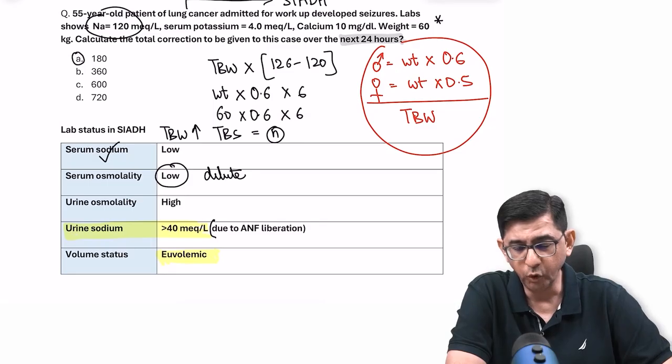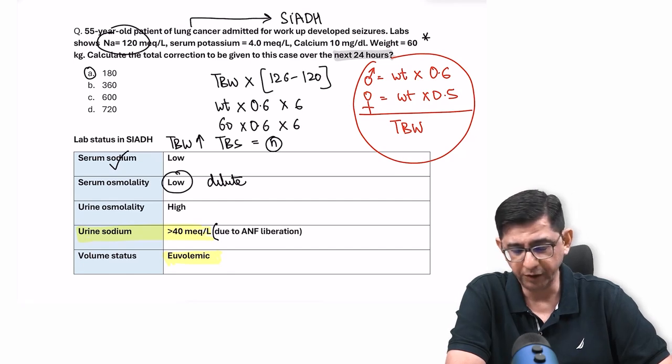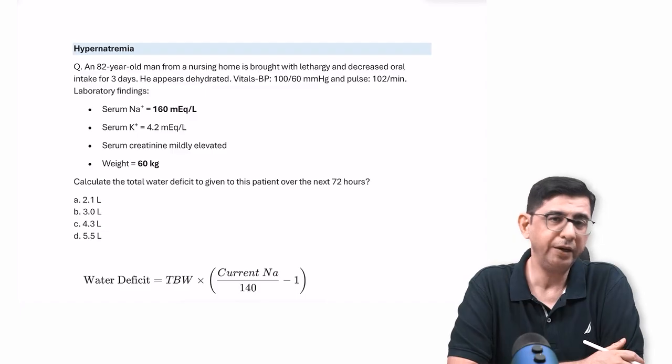Urinary sodium is more in patients of SIADH and is less in patients of prerenal variety of acute kidney injury. Now I'll teach you regarding hypernatremia.